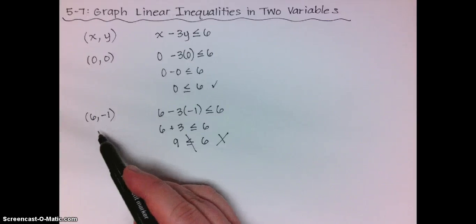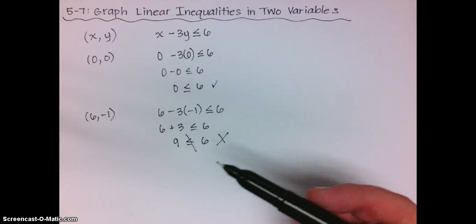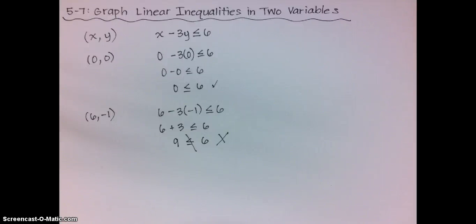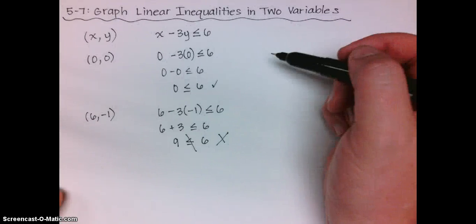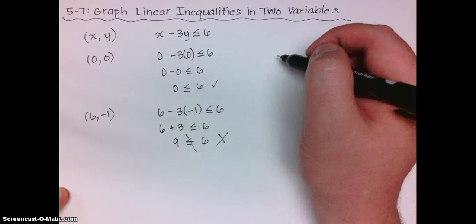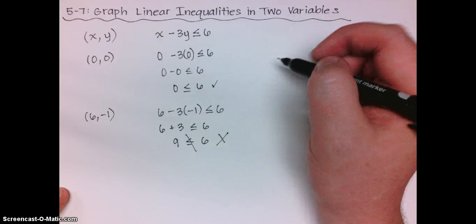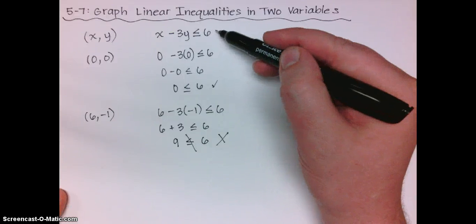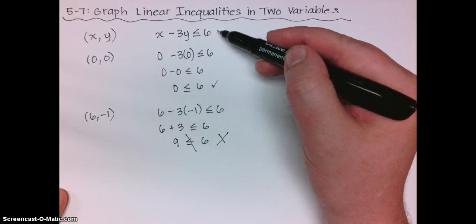No, it's not. So this is not a solution, the 6, negative 1. All right, and we're going to be able to find many, many more solutions, but it's actually too numerous for us to list all of them when you have two variables, the x and the y. So on the next page, we're actually going to graph these inequalities, and you're going to see what they look like on a coordinate plane.